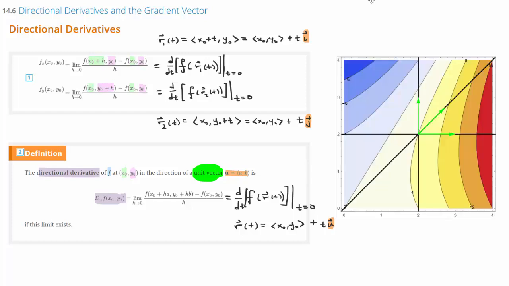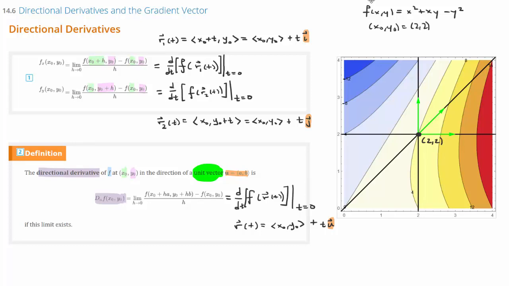Let me try to be a little more concrete. Here I've given you the contour plot of a function f(x, y) equals x squared plus xy minus y squared. I've centered everything at the point (2, 2), and so that will be my (x0, y0).